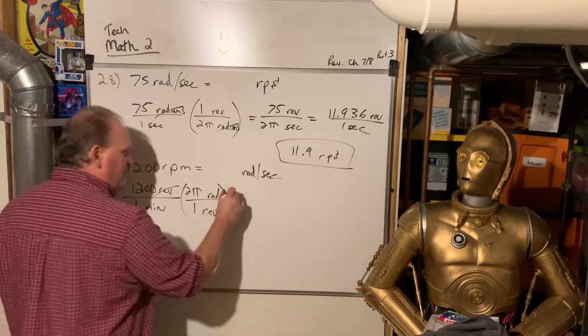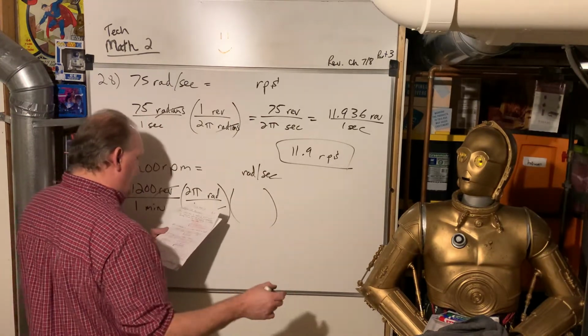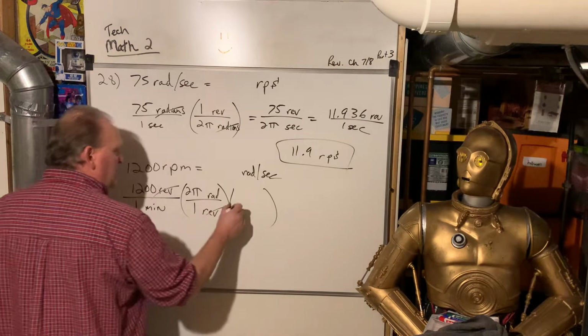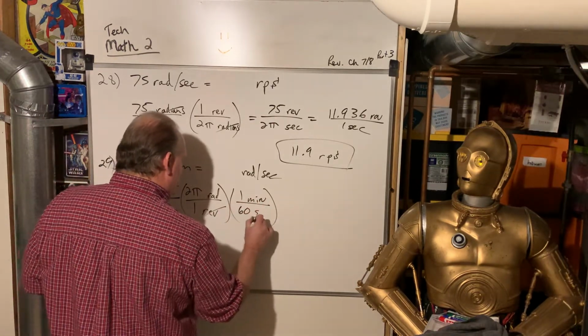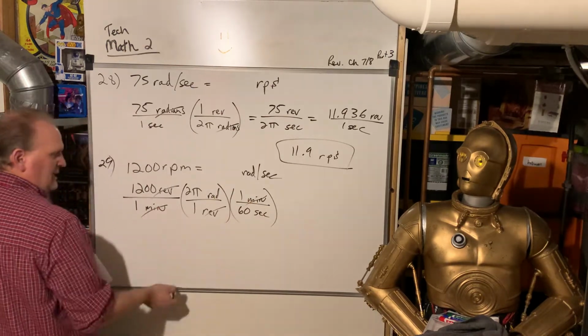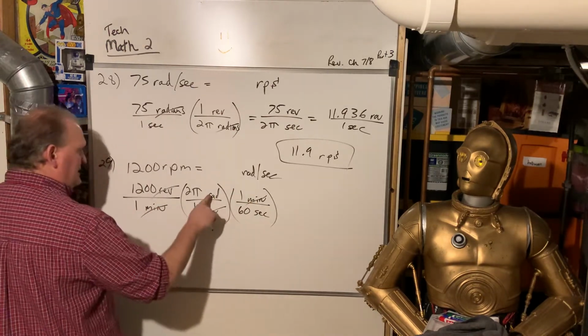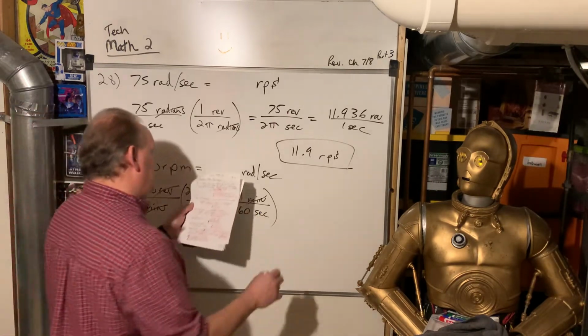So revolutions die. Just multiply it by a fancy one. Again, we did this in 115, stoichiometry, remember? And then we want minutes to go away. So 1 minute is 60 seconds. Again, an equivalency, but the minutes cancel. So we're left with seconds and radians. So you multiply that and divide by 60.